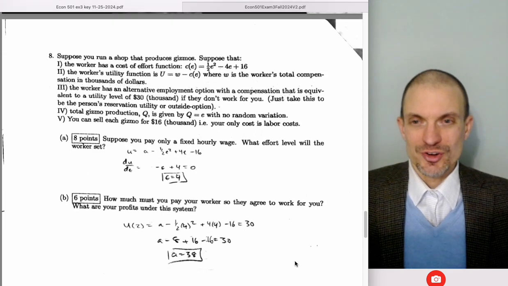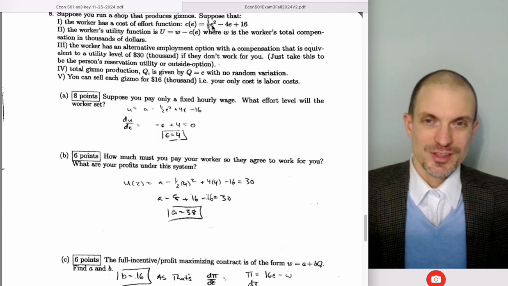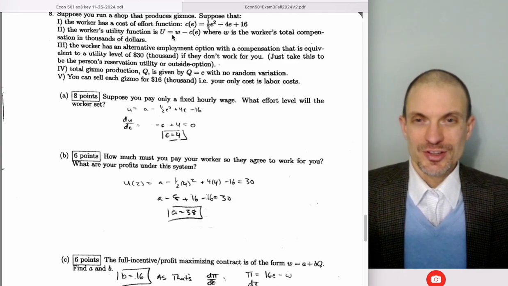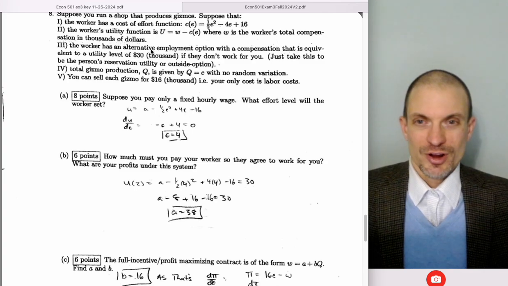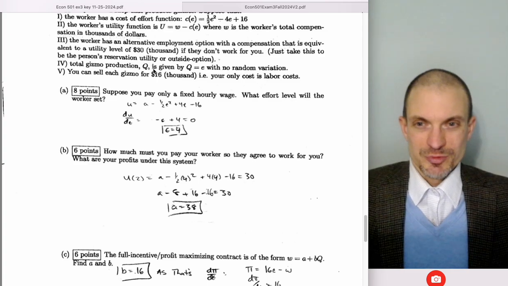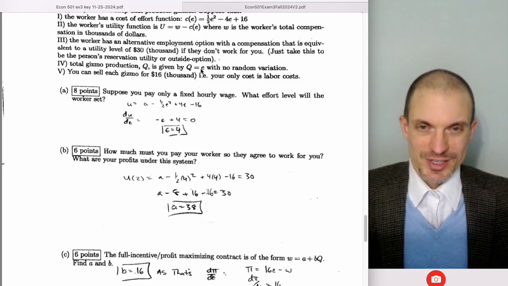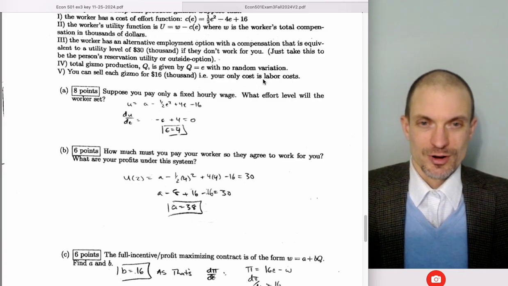All right, suppose you run a shop that produces gizmos. Suppose the worker has a cost function of 1/2 effort squared minus 4 effort plus 12. Utility is going to be wage minus effort cost, psychological effort cost. The worker has an outside employment option with compensation equivalent to 30 if they don't work for you. Total gizmo production, I made this really easy. Q is equal to E with no random variation. And then you can sell each gizmo for 16,000. Your only cost is labor.